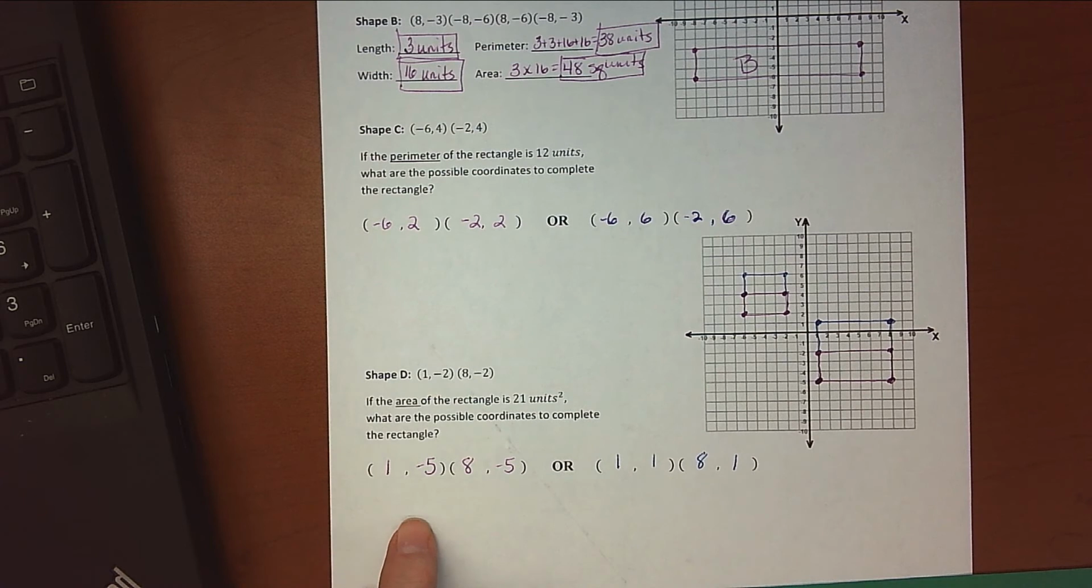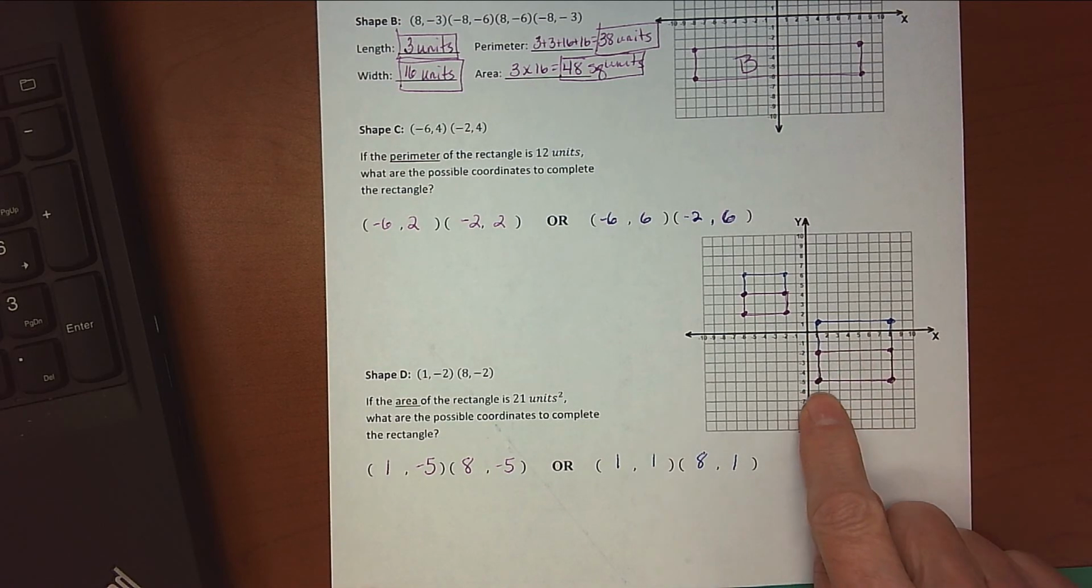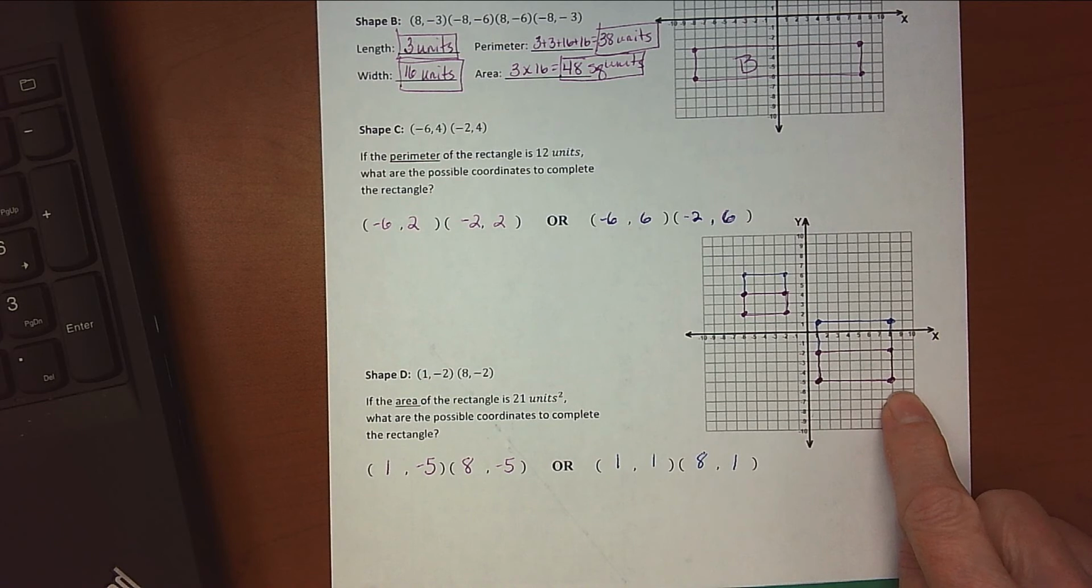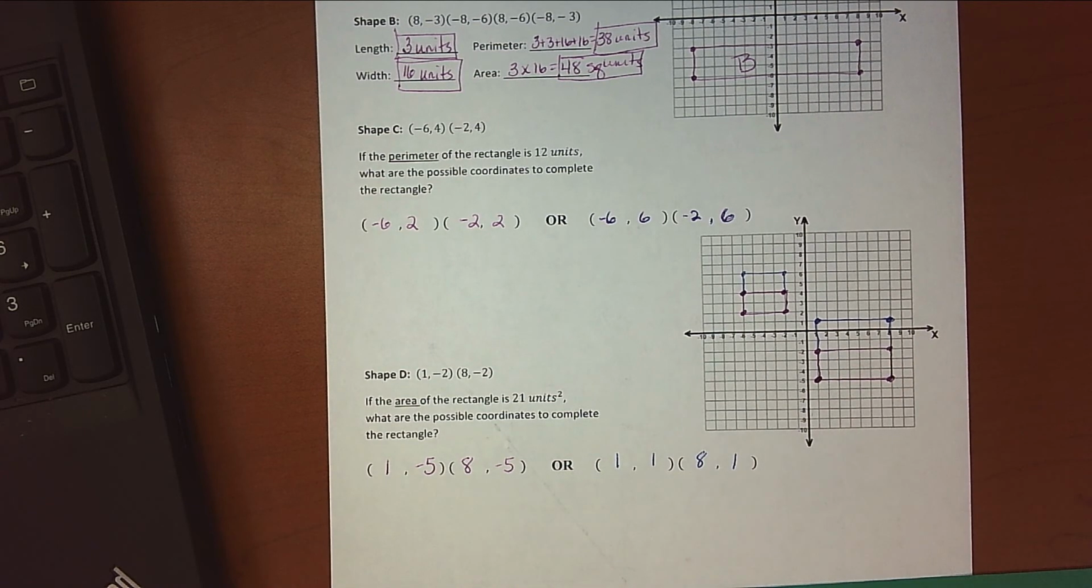And so either one of those points were either (1, -5) and (8, -5), or (1, 1) and (8, 1). So this is (1, 1), this is (8, 1), this is (1, -5), and this is (8, -5). And either one of these rectangles will give me an area of 21 units squared.